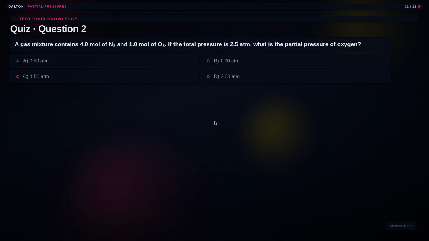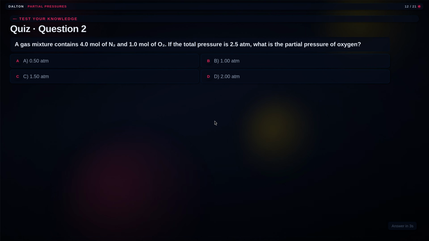The correct answer is 0.50 atmospheres. First, find the mole fraction of oxygen. The mole fraction is 1.0 divided by 5.0, which equals 0.20. Then, the partial pressure of oxygen is 0.20 times 2.5 atmospheres, which equals 0.50 atmospheres.